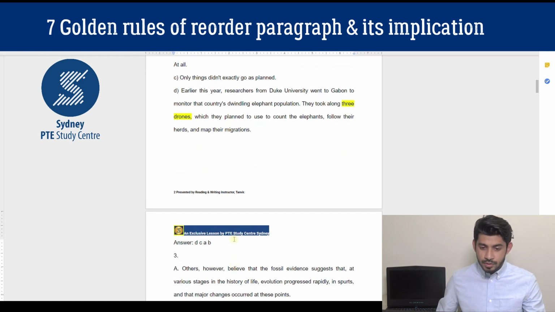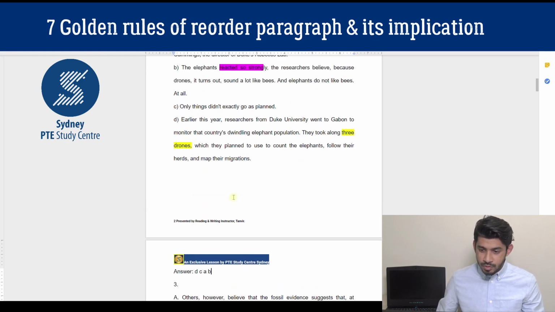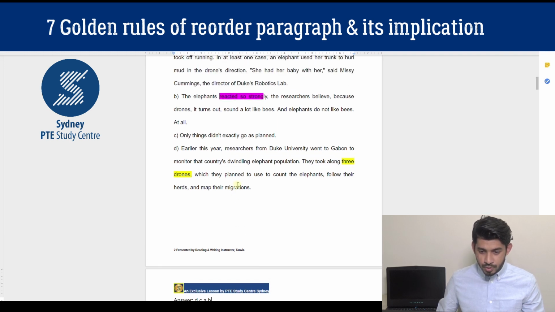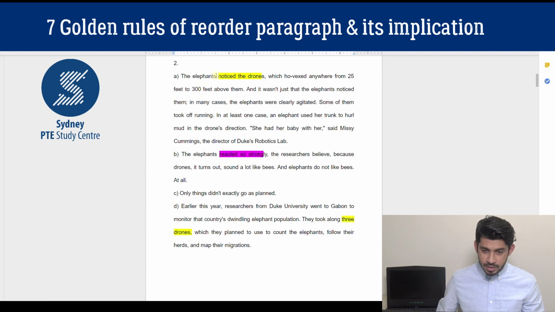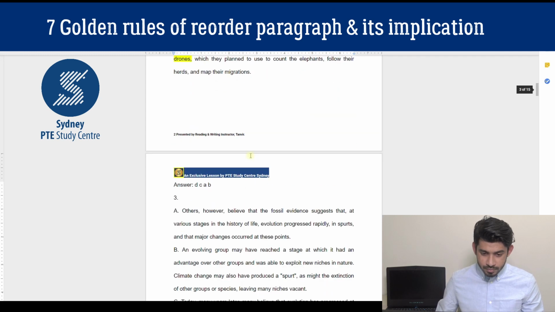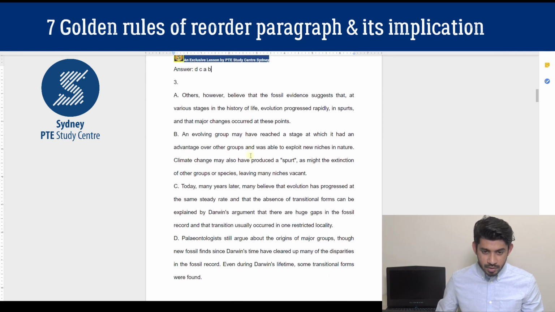Okay, so from past to present, the earliest event was somebody made a plan to monitor them. They took drones with them. Next event, the elephants noticed it. Third event, they reacted strongly. All right. Now let's do number 3.